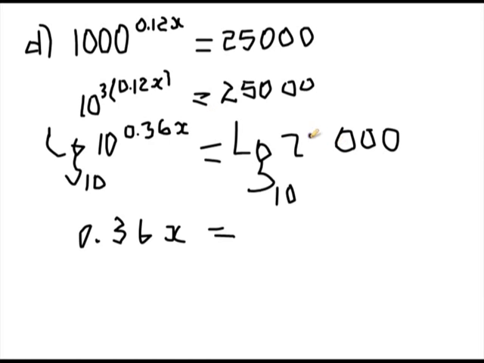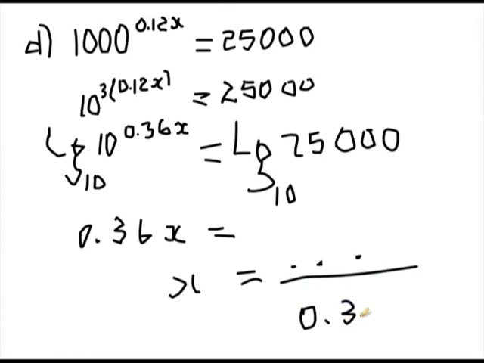So you're just gonna compute log 25,000. This is gonna give you log base 10 of 25,000, and then you're just gonna divide what you find. So x is gonna equal what you find. I don't know what it is when you compute it on your calculator, and you're just gonna divide it by 0.36. That's it. Okay.